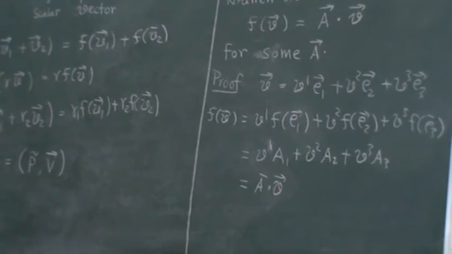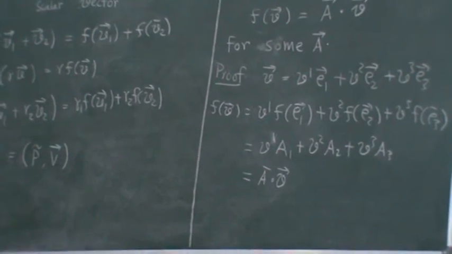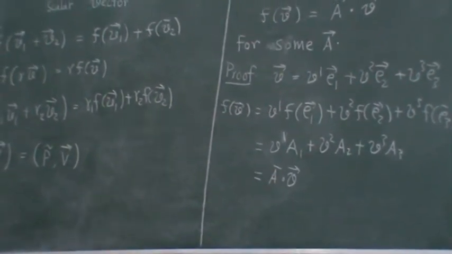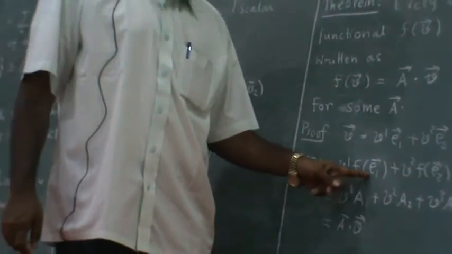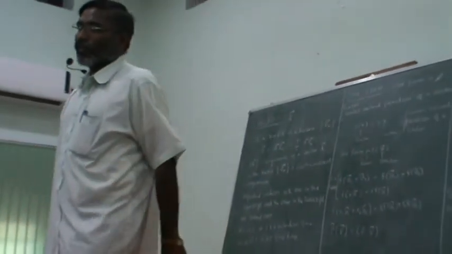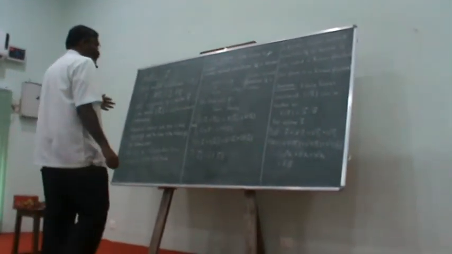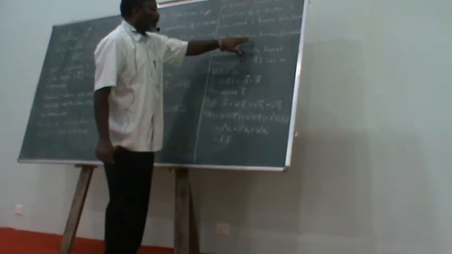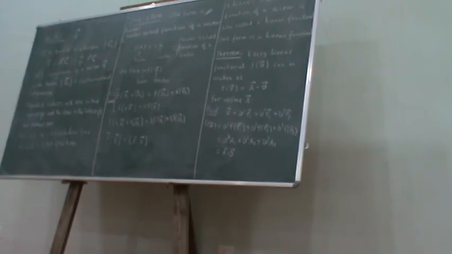How do we know f of e1 is a scalar? f is a functional, so whatever vector goes in as an input, I get a scalar. I'm calling that scalar a1. So this proof tells you that a linear functional is the same as a one form. Every linear functional can be visualized as a one form.